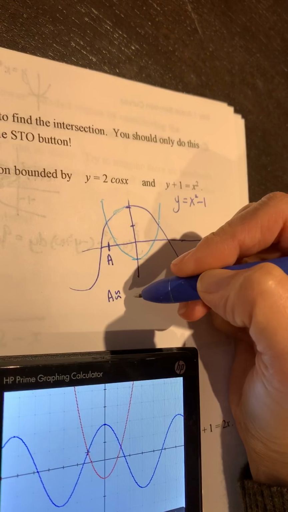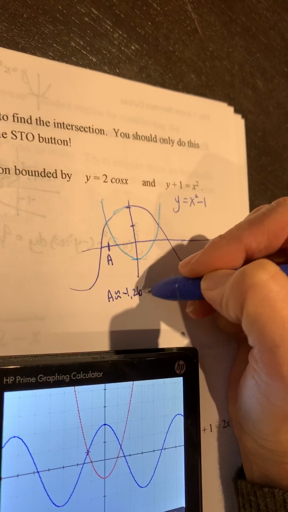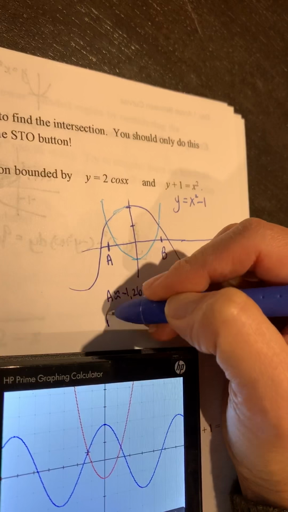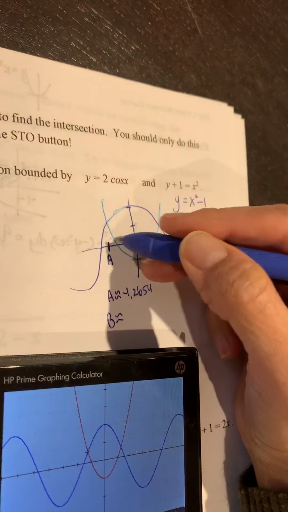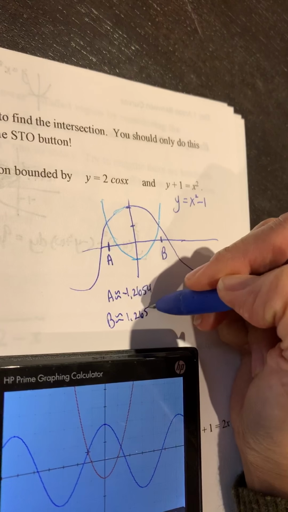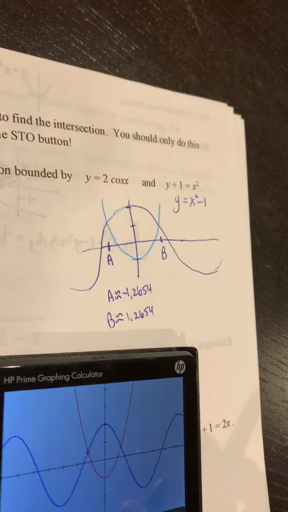When you have your AP reader, you just say what A is, and it's negative 1.2654. And over here, I'm going to put B, and I'm going to compute what B is, which is probably symmetrical. And it's going to be positive 1.2654, but we can make sure of that. Okay, I actually don't remember if it does that. So we'll take a look.